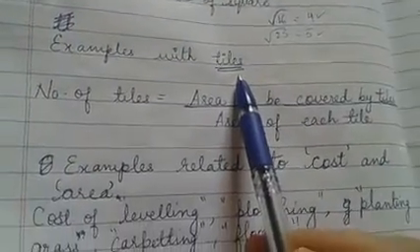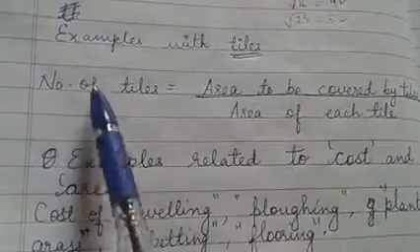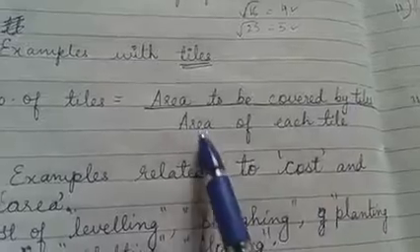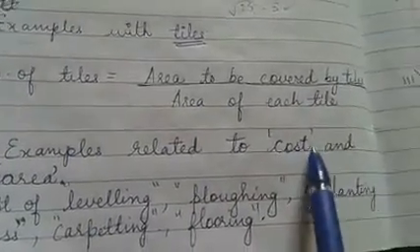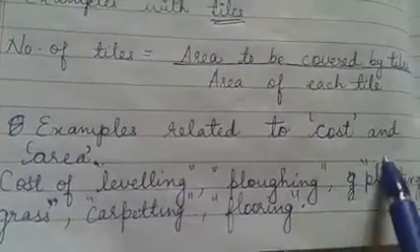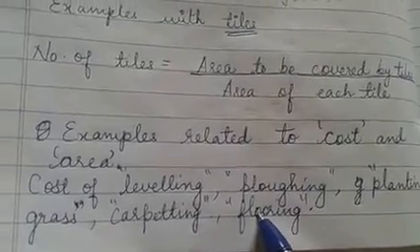Okay, so this is a very important type of problem you will have in 7th standard also. We have a direct formula: number of tiles is equal to the area to be covered by the tiles upon the area of each tile. Okay. So, examples related to cost and area. Cost of leveling: when these words come, you have to understand that you are talking about area.